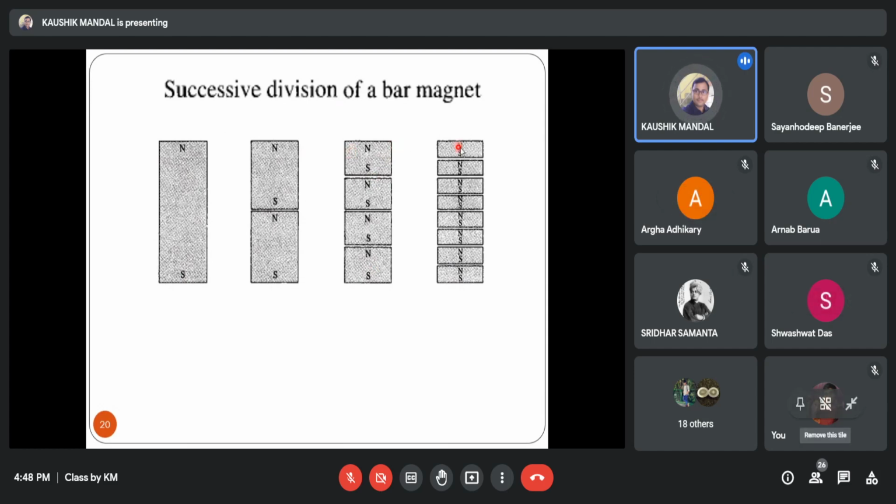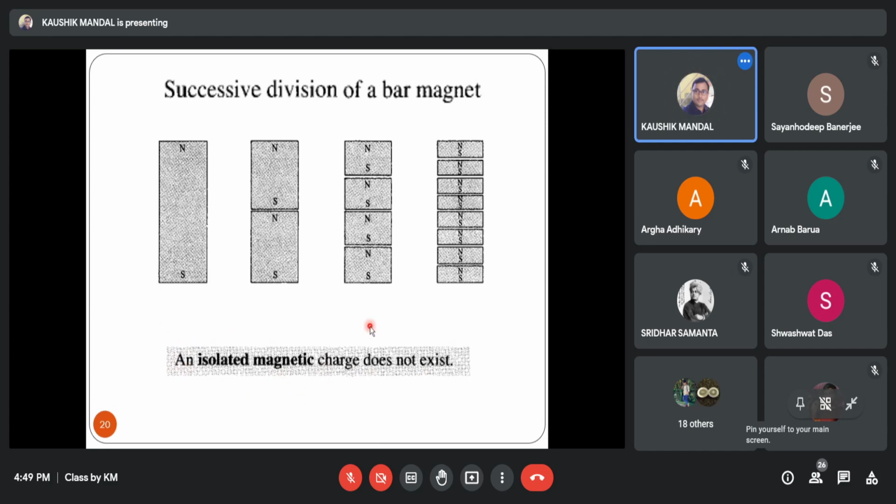Once again, if you divide this magnet, this small magnet bar will also consist of north pole and south pole. This also will consist of north pole and south pole. So this successive division of a bar magnet also tells us that a single north pole or south pole cannot exist for the magnetic bar. That comes from Maxwell's fourth equation. Magnetic monopole cannot exist. That is the main point. An isolated magnetic charge does not exist. That is the significance of Maxwell's fourth equation.